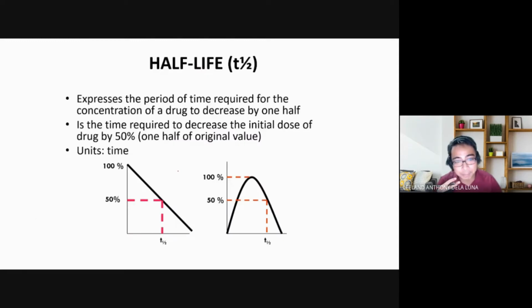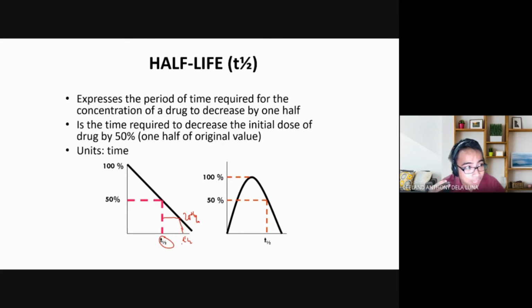So half-life, class, simply expresses the period of time required for the concentration of a drug to decrease by 1/2. So halimbawa, from 100% to 50%. Ano oras niya na-reach yun? That is half-life. So 50% to 25%, kasi half ng 50 eh. Ano oras niya na-reach yun? That will be the half-life. Half ng 25, 12.5, and so on and so forth. So it's the time required to decrease the initial dose of a drug by 50%.